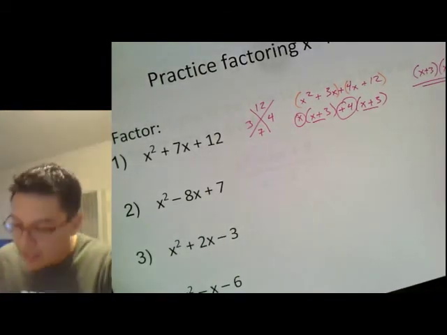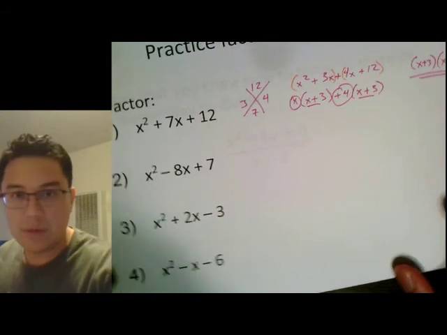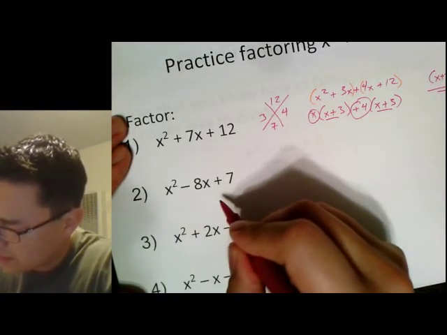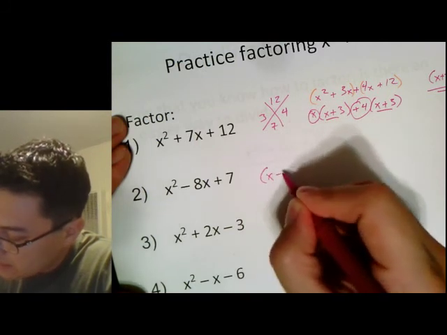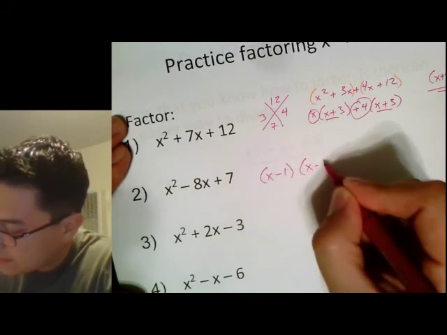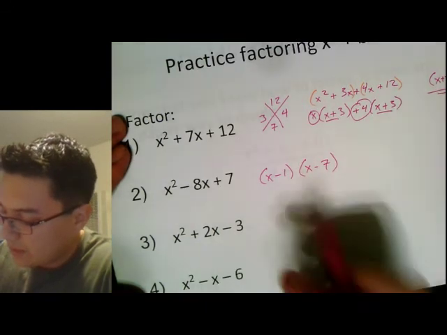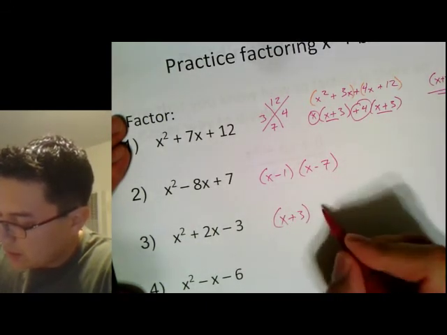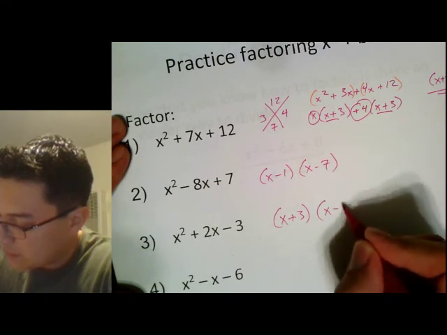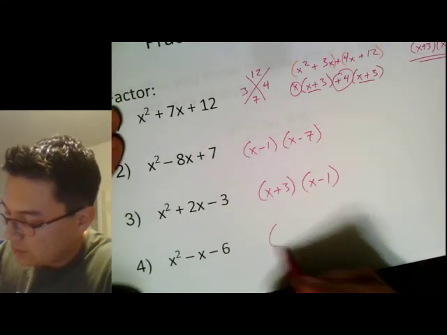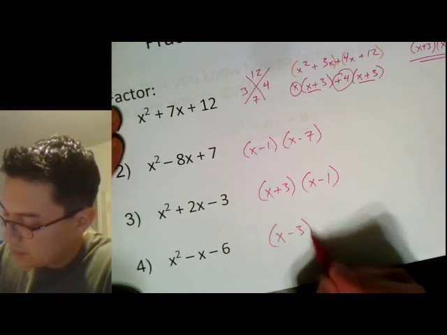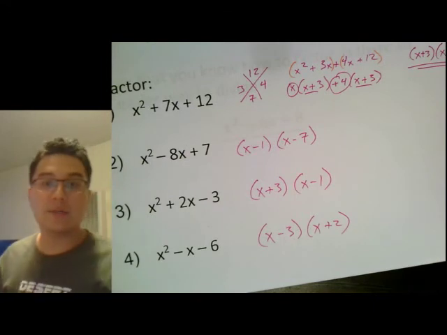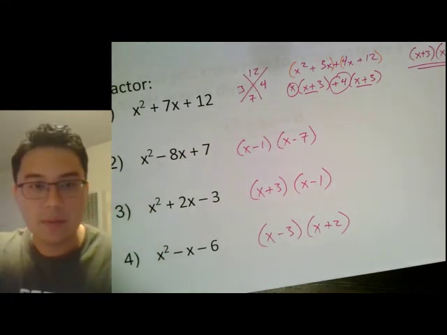All right, let me give you guys the answers for this, and then we will move on. Okay, so the answers for these should be, this one here should be x minus 1 and x minus 7. Okay, this one here, when you do it, should come out to x plus 3 and x minus 1. And this one should be x minus 3 and x plus 2 when you do it. So I'll let you guys try those out really quick, and when we come back, we'll move on to the next page.